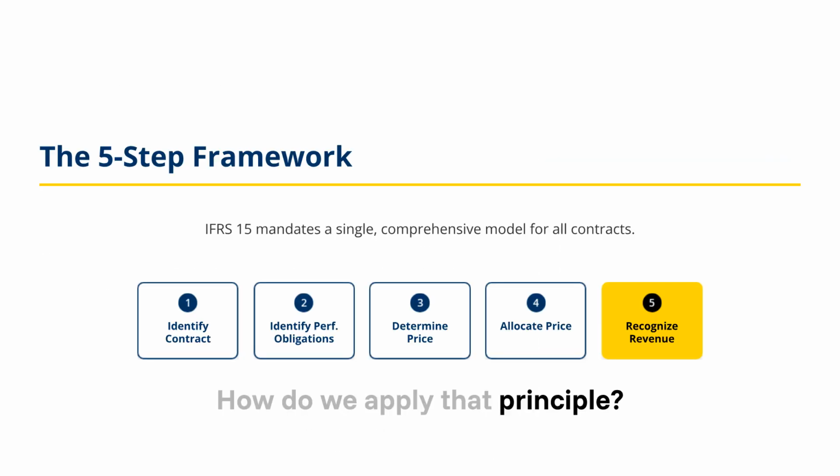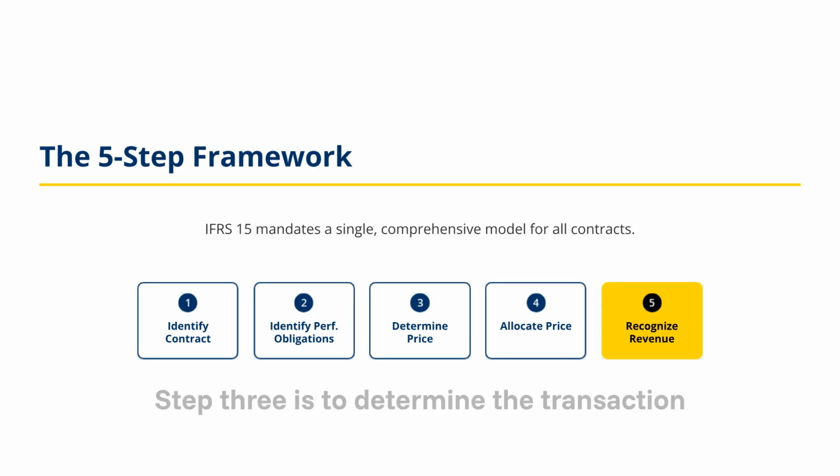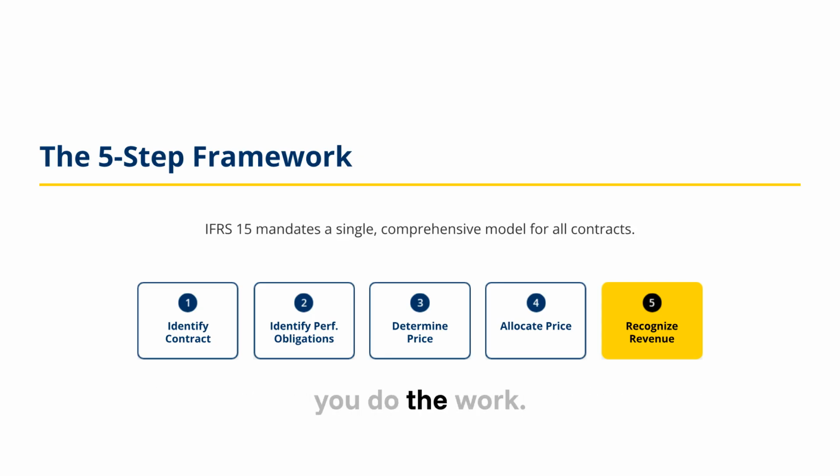How do we apply that principle? We use the 5-step model. You must memorize this order. Step 1 is to identify the contract. Step 2 is to identify performance obligations. What did you promise? Step 3 is to determine the transaction price. How much? Step 4 is to allocate the price. Split the money between promises. Final step would be recognize revenue when you do the work.